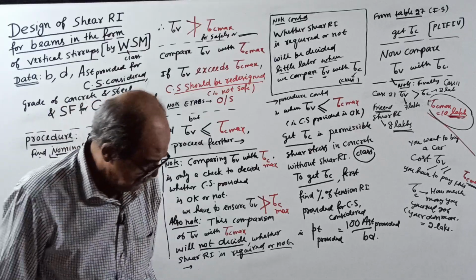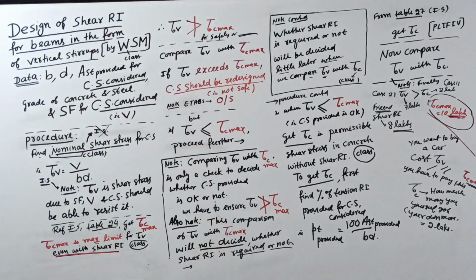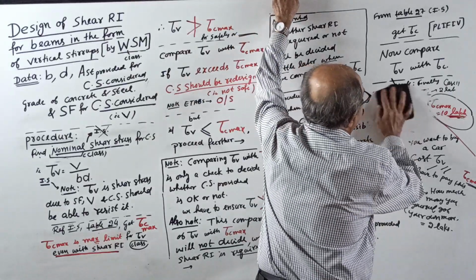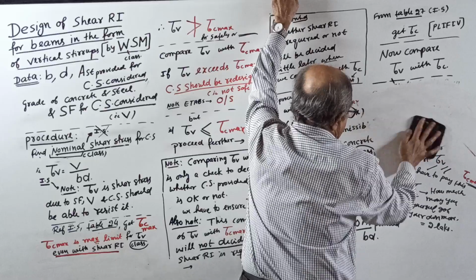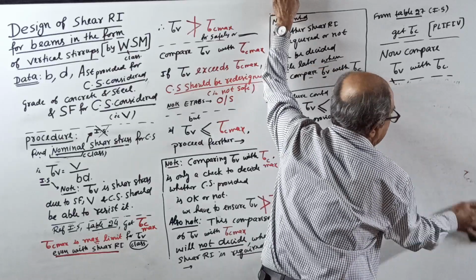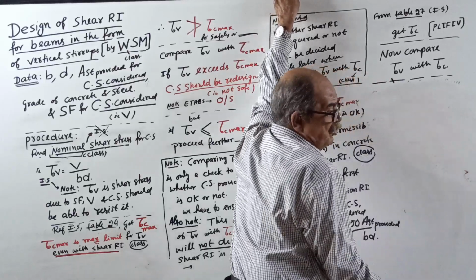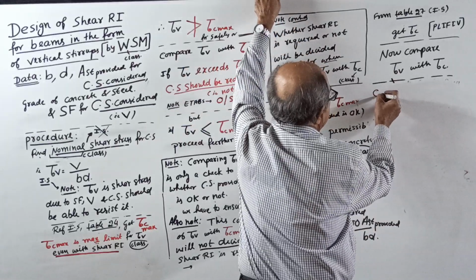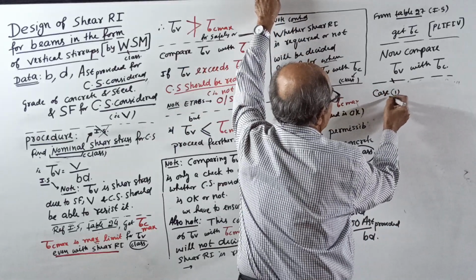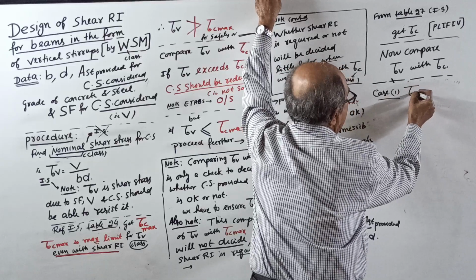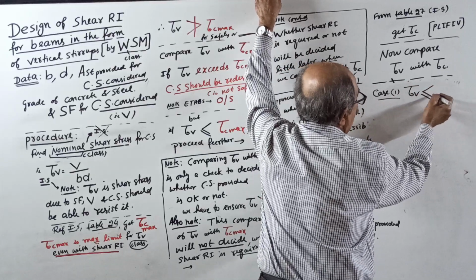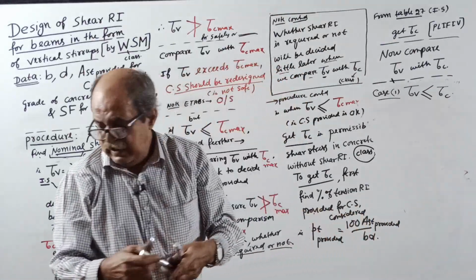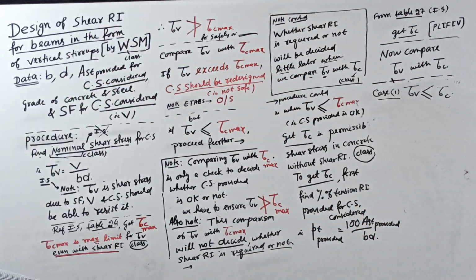As usual, same problem here. Now, I will remove all this. I will go to the technical part now. I will compare tau V with tau C. Now do one thing. We will talk technically. Case 1: tau V less than or equal to tau C.